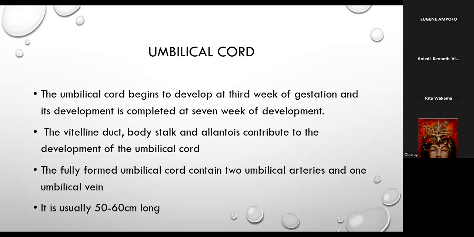So we've talked about this. The umbilical cord begins to develop around the third week and becomes fully developed at the seventh week. Its contribution is from the vitelline duct, the body stalk, and the allantois. It houses the umbilical arteries and veins. If it is too short, it can prevent fetal descent at labor. If it is too long, it can loop around the baby's neck and cause fetal distress or umbilical prolapse.